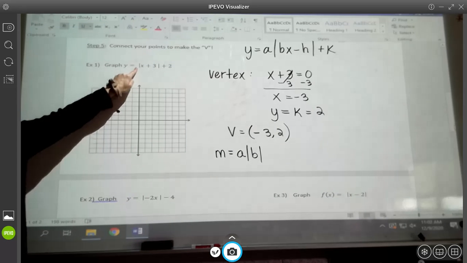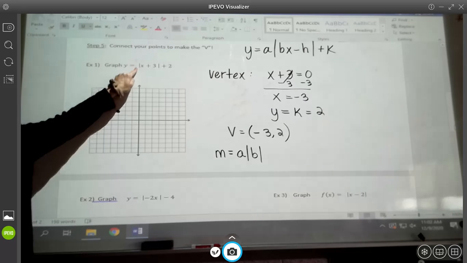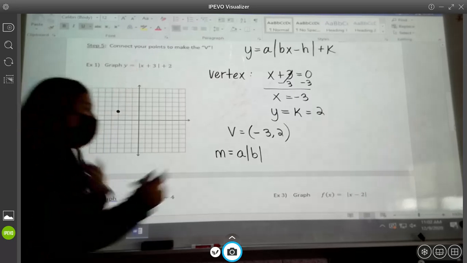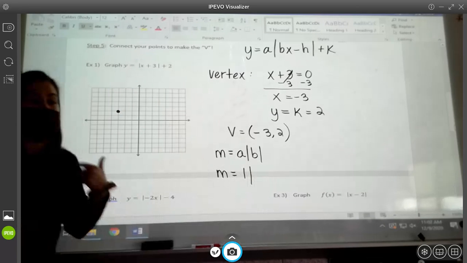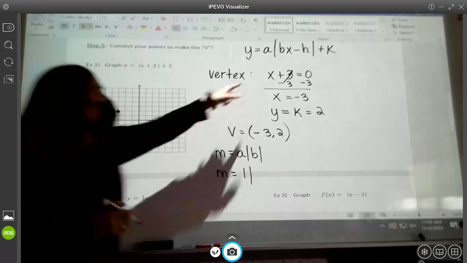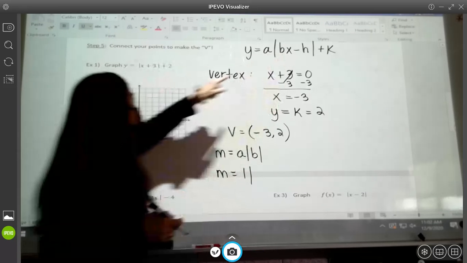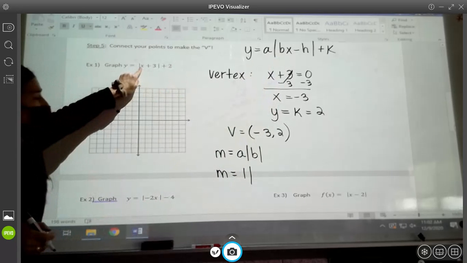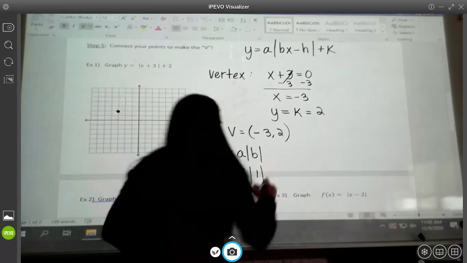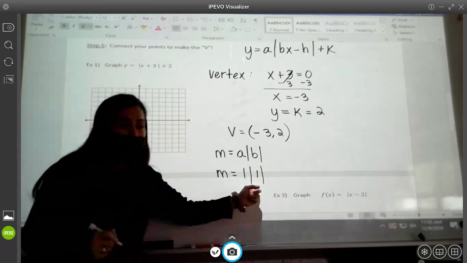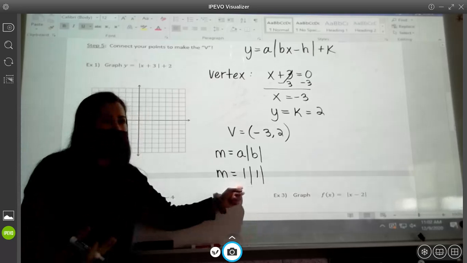So we know A is 1, and then we're going to times it with the absolute value of B. Well, guys, B is the number in front of x inside the bars. So what number do you have to assume is in front of x inside the bars? Like normal, who do we assume is in front of x when nothing is there? 1. So the slope is going to be the absolute value of 1, which is 1, times 1, which is 1. So the slope is 1. And again, since we want slope to be a fraction, make it a fraction by putting a 1 under it.